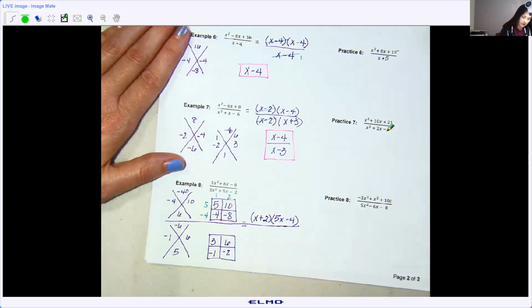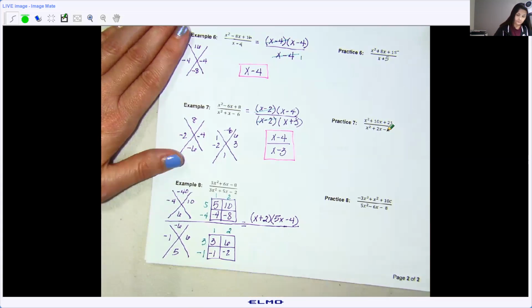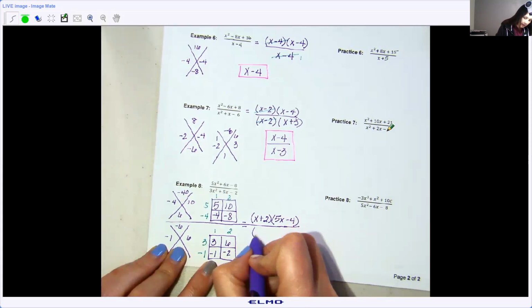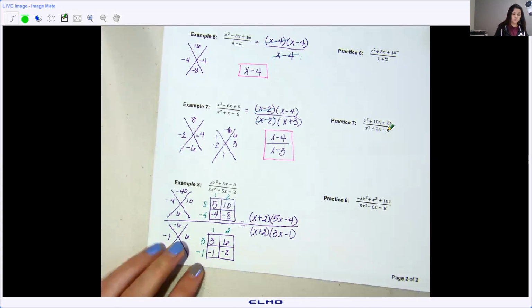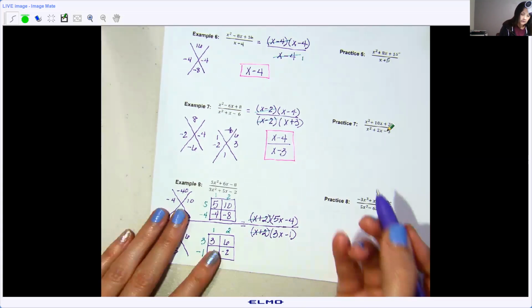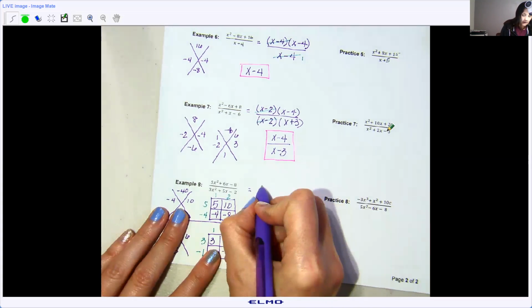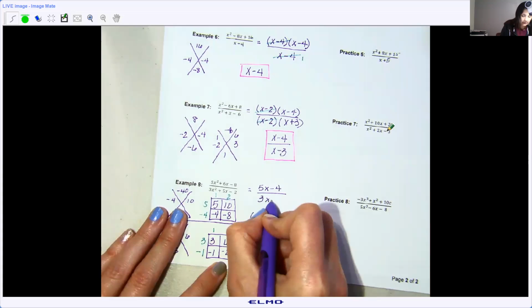Okay, so let's see here. 1 times 3 is 3. 2 times 3 is 6. 1 times -1 is -1, and 2 times -1 is -2. So x plus 2 and 3x minus 1 are our 2 terms here. So once we've done that, we can now simplify. So our x plus 2's will cancel out. And our final answer is 5x minus 4 over 3x minus 1.